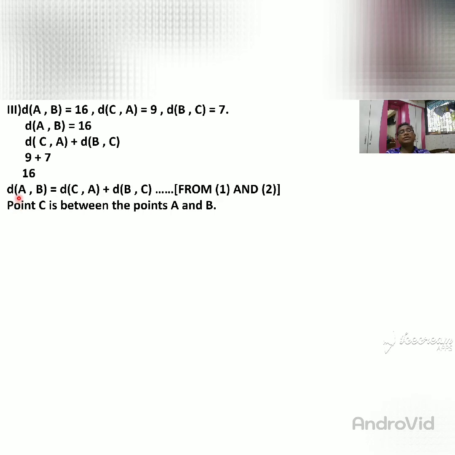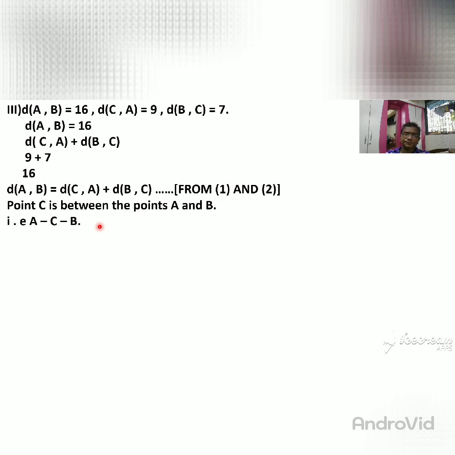So here it is right: distance A comma B is equal to distance C comma A plus distance B comma C. These two sums are equal. How? AB is equal to 16, C comma A is equal to 9, B comma C is equal to 7, and 9 plus 7 is 16. Both sides are the same. So point C is between A and B. Why? Because of CA and here is BC, the common point here is C. So C is in between. Do you understand?